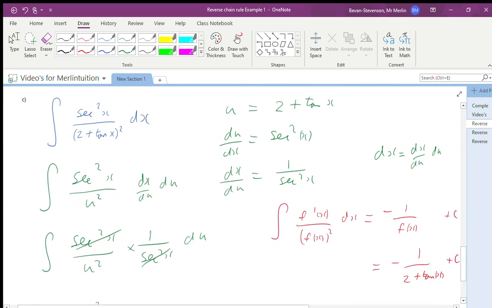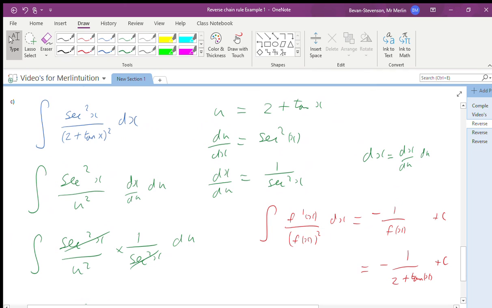So, reverse chain rule is a very quick trick to solve these integrals directly. It actually uses something called integration by substitution, which you will find later on my channel, labeled as such.